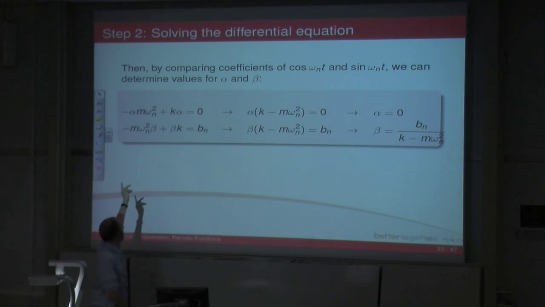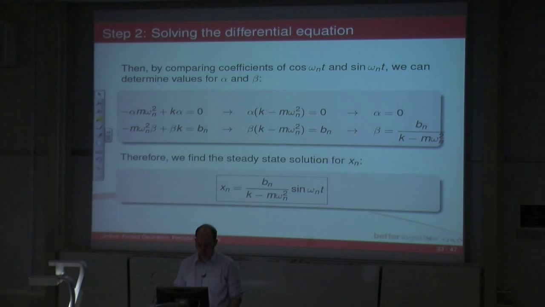So the cosine coefficient must equal 0 because there's no cosine terms on the right-hand side. Therefore alpha must equal 0 because k minus m omega n squared in this case is not 0. The coefficient for the sine terms must equal b of n. So we can solve for beta and we get beta equals b of n divided by k minus m omega n squared.